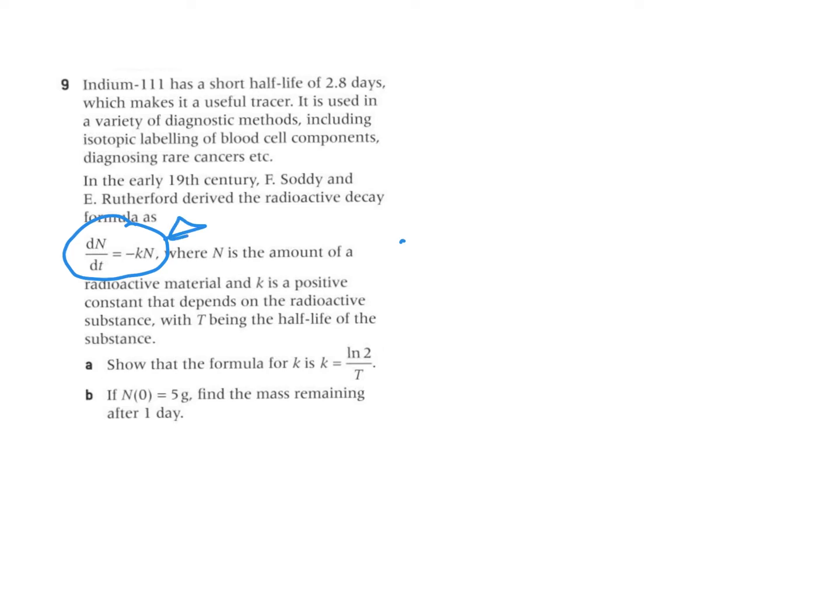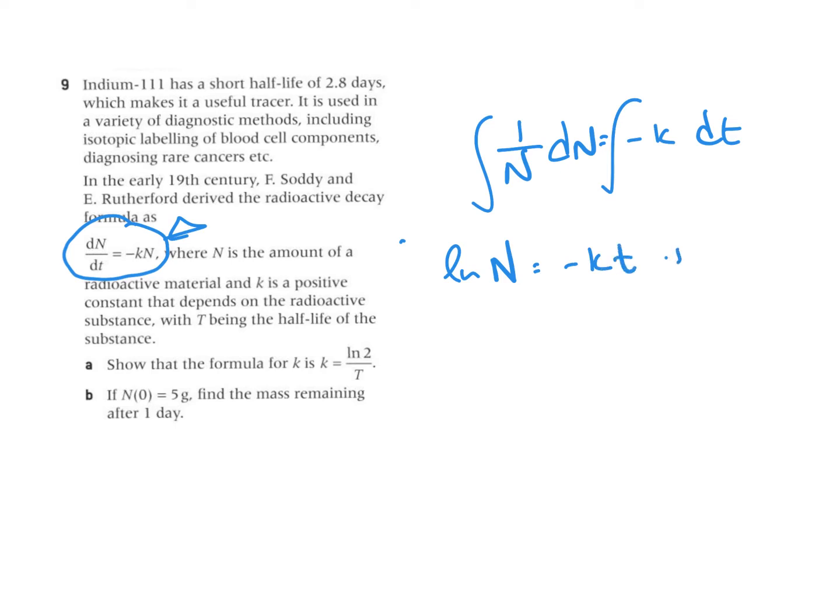When we solve the differential equation, if I divide by n, dn over n is equal to minus k dt, and I'm going to integrate both of these. So here I get ln n is equal to negative kt plus c. Using the exponential, e, I know n is equal to e to the negative kt times e to the c, and e to the c is some constant, which we'll just call a in front here.